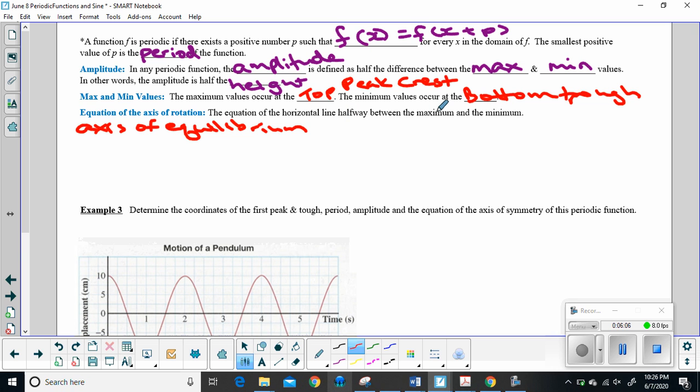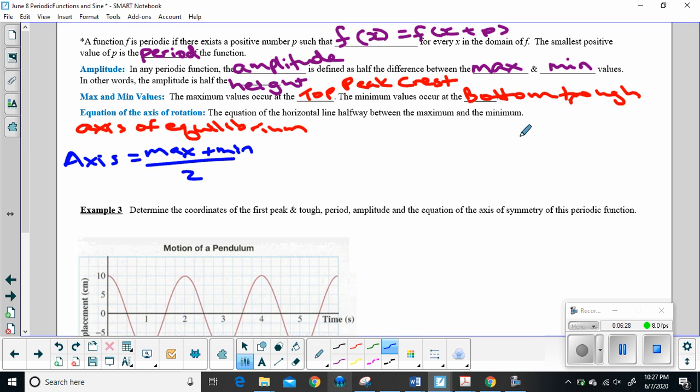So that's the line halfway between the maximum and the minimum. So we've got a couple of little calculations here that we have to make sure that we know. Okay, so the axis, well, that's going to involve our maximum and our minimum. You're going to take your maximum, add it to your minimum, and divide it by 2.